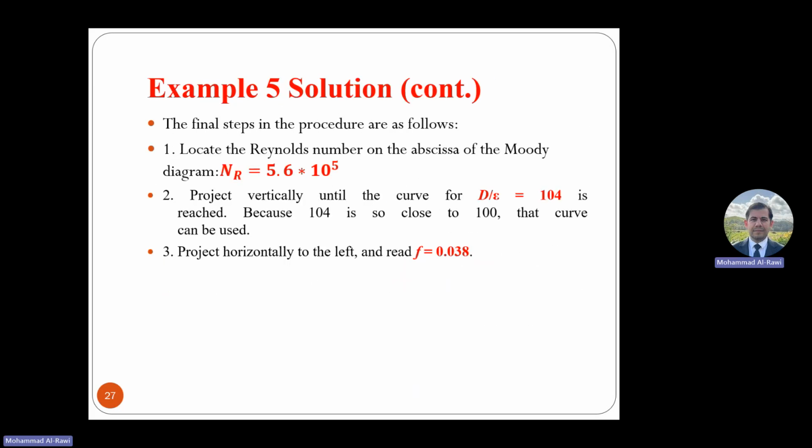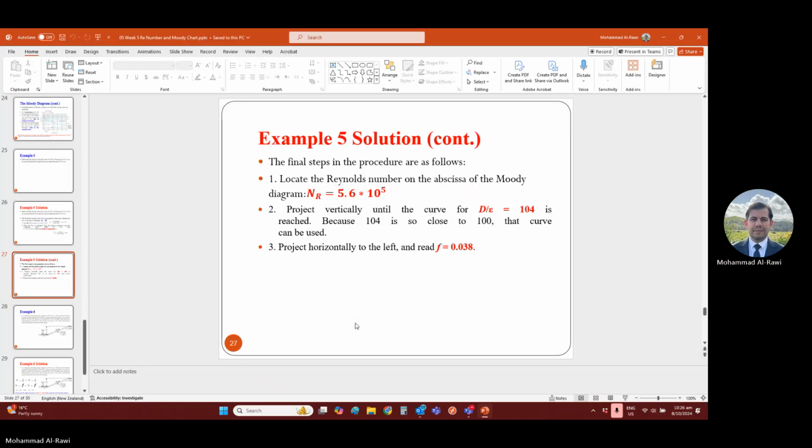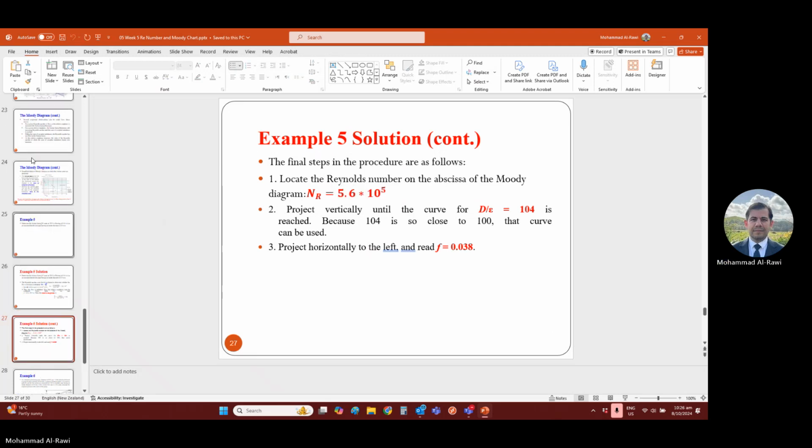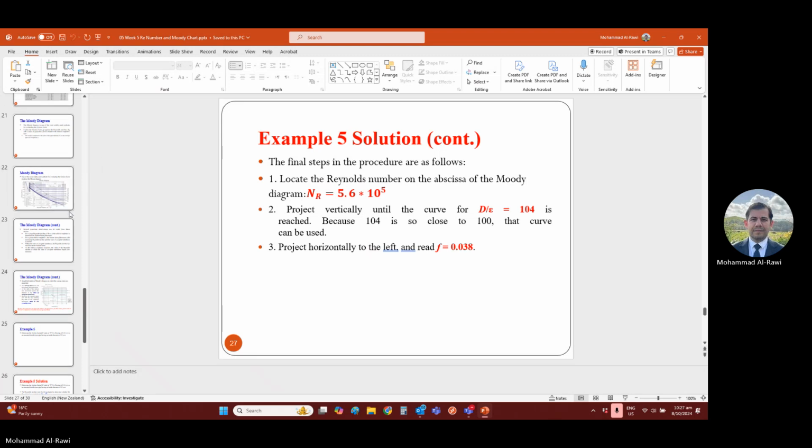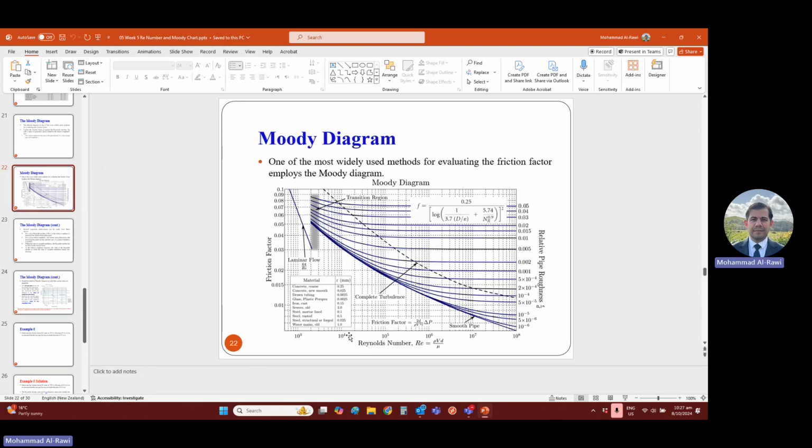Then, based on it, you go to the Moody chart, locate the value 5.6 and project vertically onto the curve of D over E using the Moody chart from the textbook. This can be used to find the F by projecting horizontally. I will show you that. I will take these values, so we've got the 5.6. You locate the 5.6 and find the D over E.